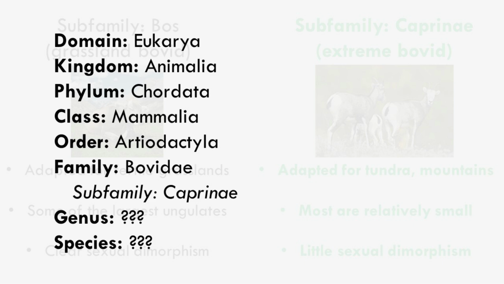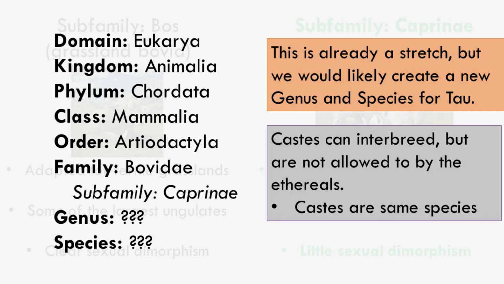This means that I think if we were to fill out the full taxonomy for tau, we would do something like this, where they are in domain Eukarya, kingdom Animalia, phylum Chordata, class Mammalia, order Artiodactyla, family Bovidae, and subfamily Capernae. And then there's the question of genus and species. I think we are stretching taxonomy pretty hard just to get tau into a subfamily. So we probably would just have to create a new genus and species for tau.